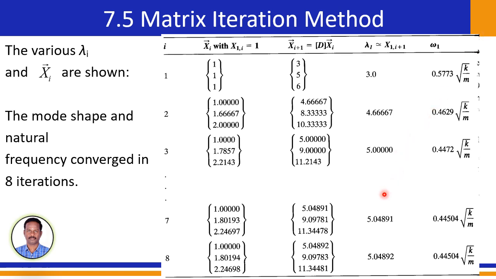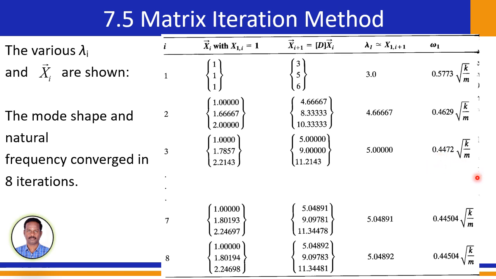We can see a trend as we continue to the third iteration. The normalized eigenvector is now 1, 1.7857, 2.2143, and the eigenvalue is 5 with a corresponding natural frequency of 0.4472 times the square root of k by m. Notice that as we progress through the iterations, the values in the eigenvector and the estimated natural frequencies are changing less and less.